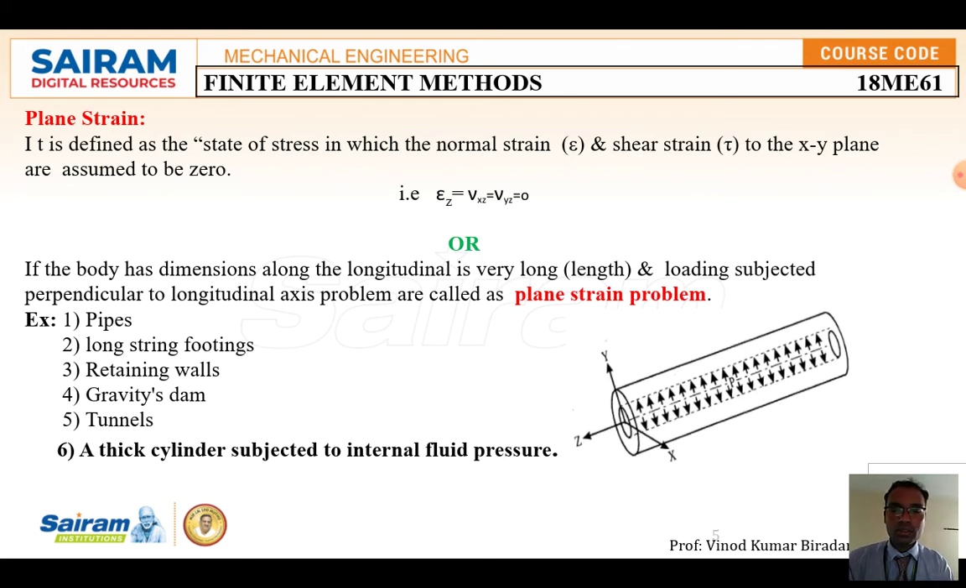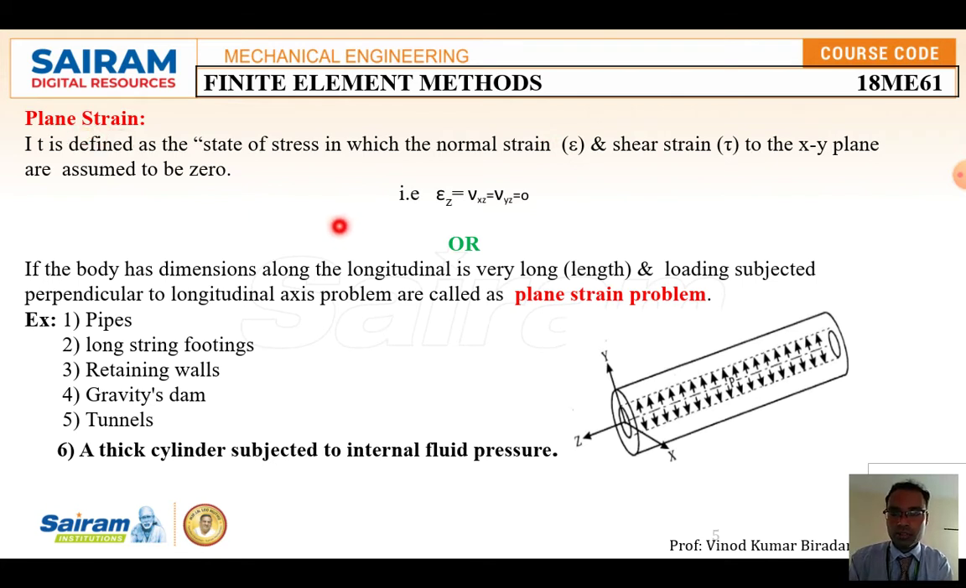Coming to the plane strain. The plane strain definition is similar to the plane stress, but as the name indicates, here it is the strain. Consider any plane, any long object, like a long string; in that the third direction strain, along z, becomes 0. When that condition is satisfied, you call it plane strain. So it is defined as the state in which the normal strain epsilon z and the shear strains gamma xz and gamma yz are assumed to be 0.